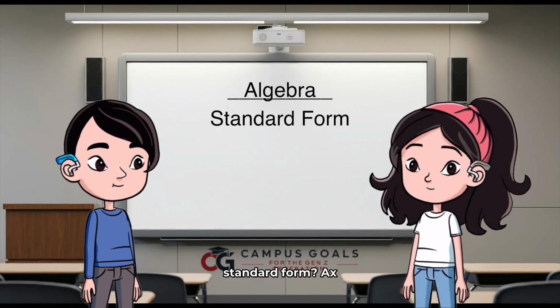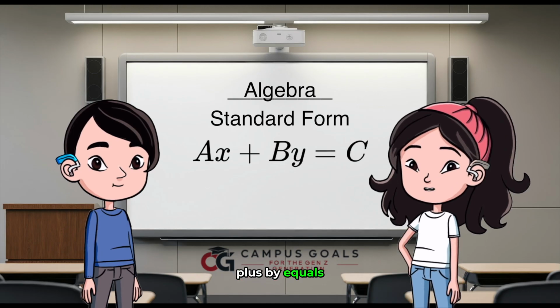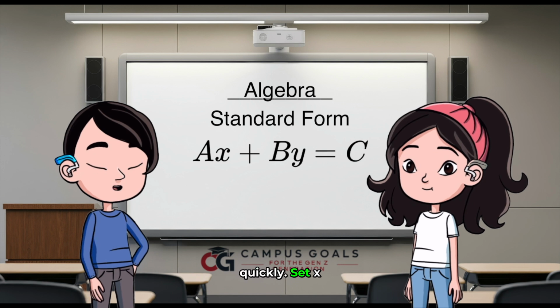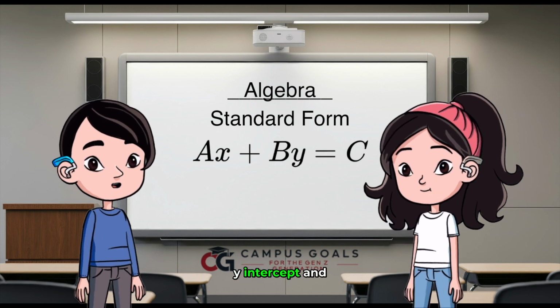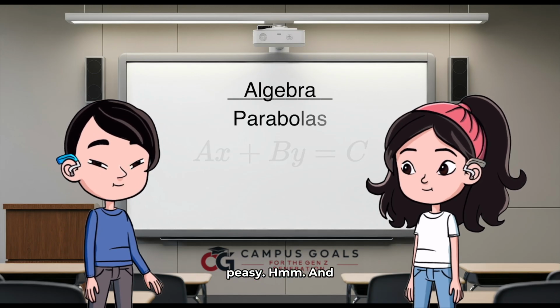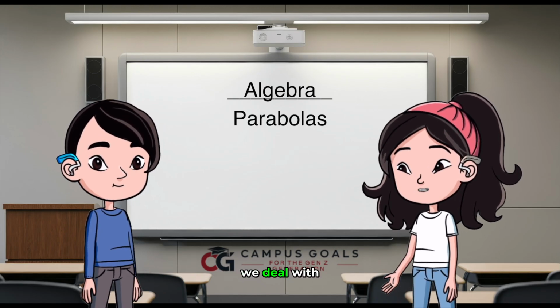And standard form? ax plus by equals c? Standard form is great for finding intercepts quickly. Set x to 0 to find the y-intercept and y to 0 to find the x-intercept. Easy peasy. And parabolas, how do we deal with those?